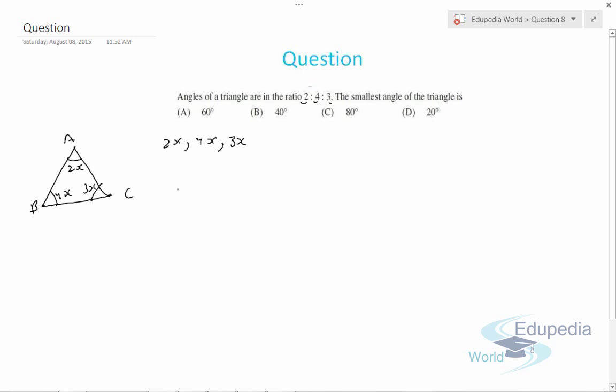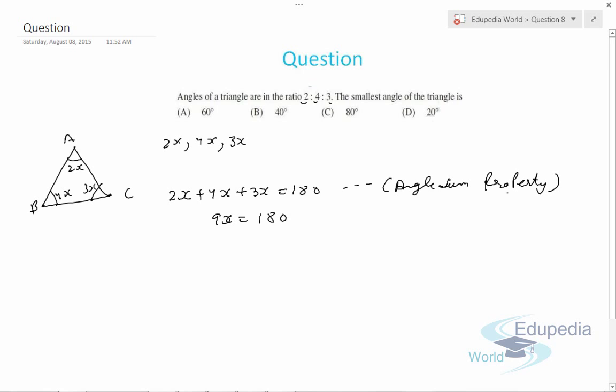Again using angle sum property, you can write 2x plus 4x plus 3x equals 180. So this becomes 9x equals 180. Why? It's angle sum property. So x is 180 upon 9, which is 20. So we got the value of x as 20. Now the smallest ratio is 2, so the smallest angle will be 2x, which is 2 into 20, which is 40. The smallest angle is 40. So option is B.